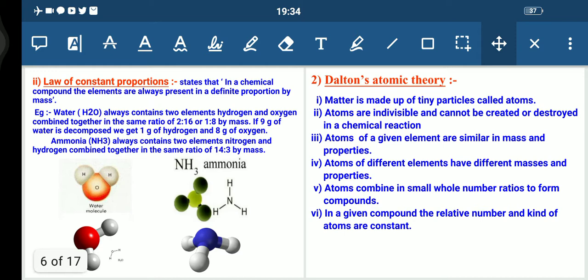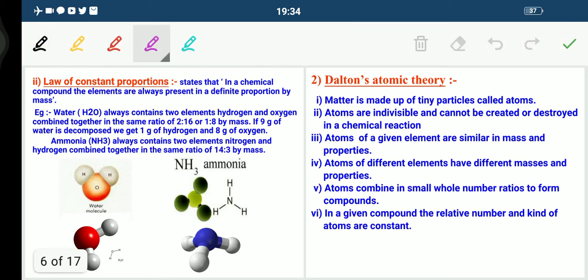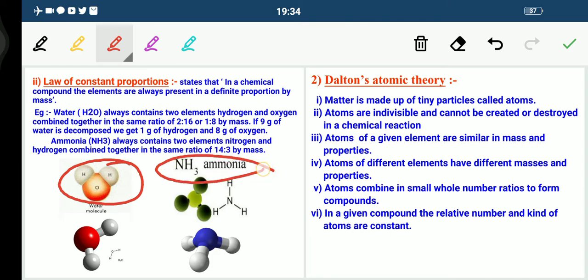Now bache, coming on to the next thing that we are having, that is the law of constant proportion, right? It states that in a chemical compound the elements are always present in a definite proportion by mass. So this thing is also very important, fine. Now if I take an example here, like we have taken an example of water and ammonia, that is NH3. So how will we write the NH3? N, then you can see 3 hydrogen are there, and in water 2 hydrogen and 1 oxygen, right bache?